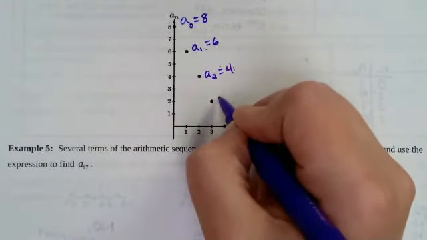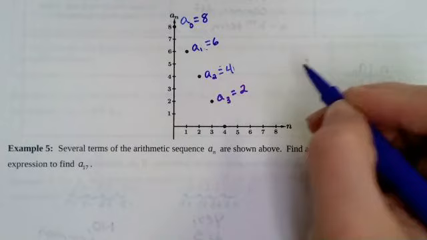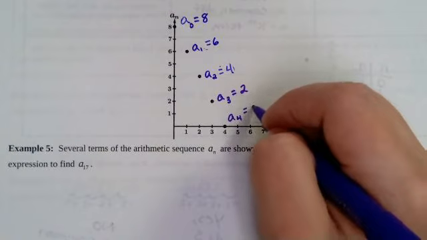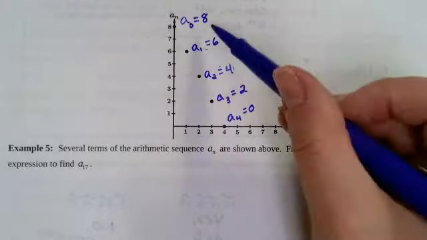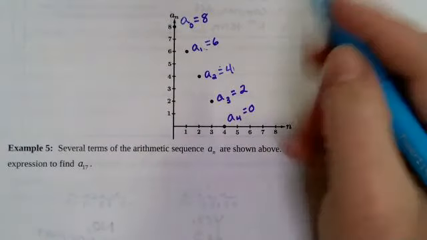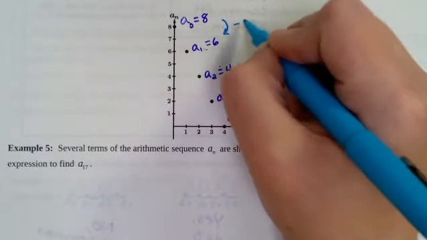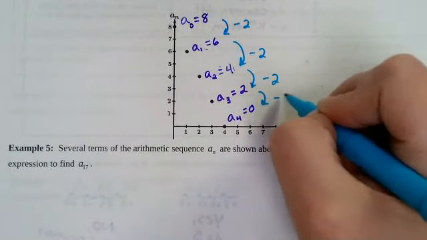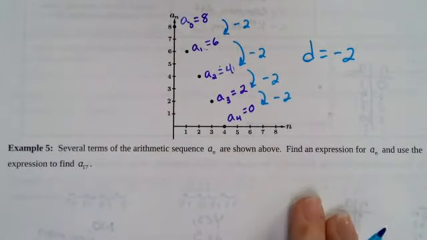Over here we have a of 3. 3 was 2. And then down here we have one more, a of 4. Output is 0. Okay, so we got a lot of things here. Here's our sequence. It went from 8 to 6 to 4 to 2 to 0. You may be able to tell the common difference here. If you can't, you need to do some subtraction. It is going from 8 to 6. This went down 2, down 2, down 2, right? So my common difference here is a -2.